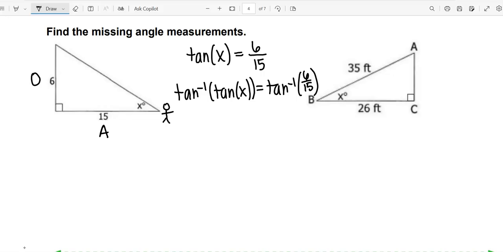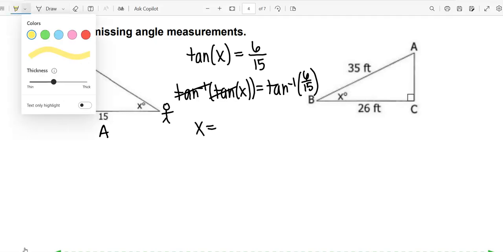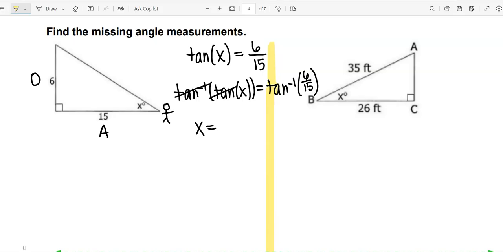Tangent inverse of tangent of X is going to undo that tangent, and we're left with X equals. And then what's on the right side is what we'll type into our calculator. So we'll need tangent inverse of 6 over 15. I'll call on someone random to tell me what that is. Gavin, you're lucky number 1. Tell me what you get when you get it.